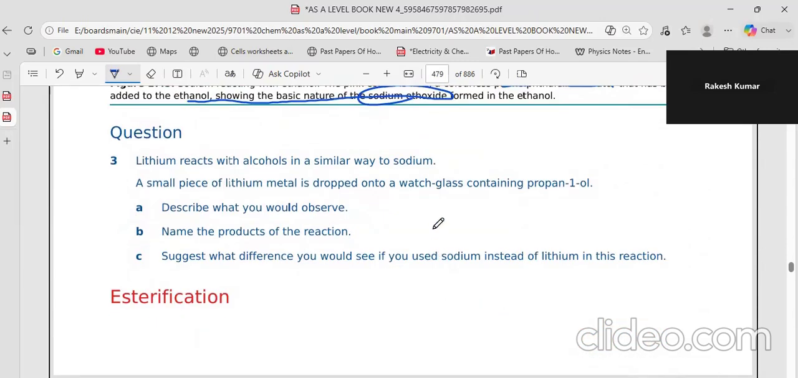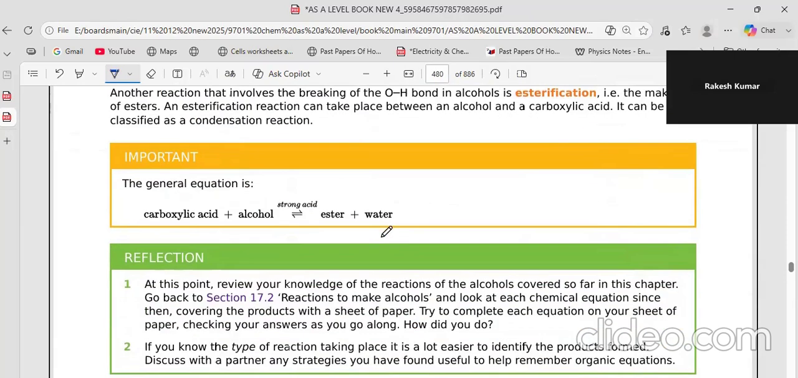These alkoxides form. These are basic in character. That's why they are sometimes used in elimination reactions of halogenoalkanes, so that they extract the H+ and convert it into an alkene.